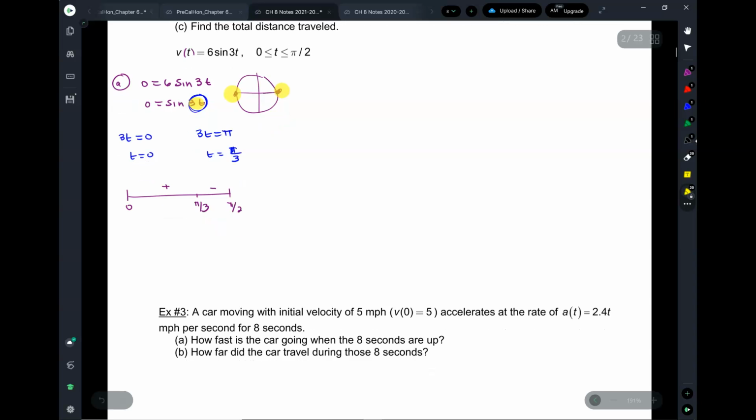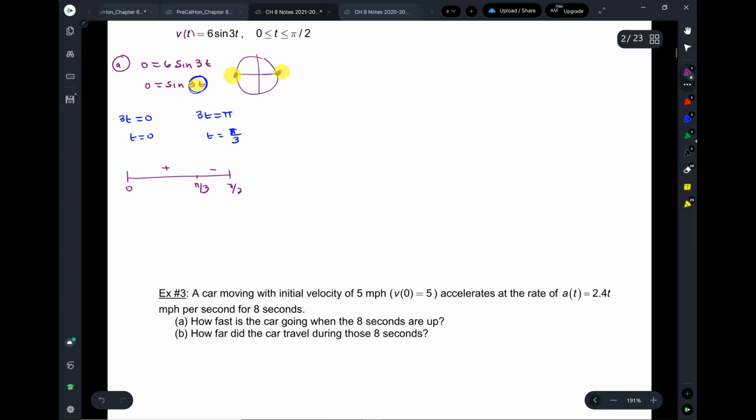All right, so it's moving to the right from 0 to pi over 3. Do you see how you can't include either of them here? And it's moving to the left from pi over 3 to pi over 2. Why can't you include them? Because both of those are where the velocity equals 0. So it's not moving anywhere. It's just not moving at all.